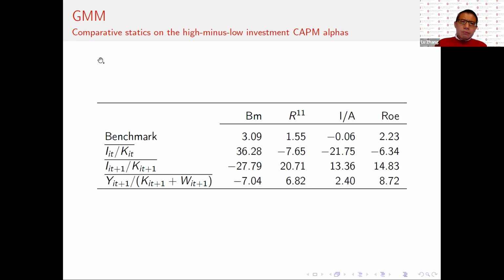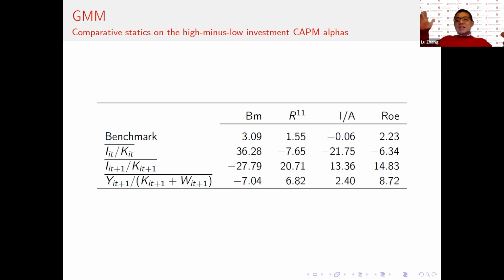And we implemented the same comparative statics as we implemented in our prior work in the 2009 CAPM article, but now literally we have firm level observations. So the first row is the benchmark high minus low alphas out of all 40 testing deciles joint estimation. In the second row, we are fixing the I over K investment rate for all the firms at the cross-sectional median, not the mean level as in our prior work, because now we're dealing with firm level estimation. There's a lot of skewness going on. So we fix the median level, thereby eliminating all the cross-sectional variation in the investment rate across all the firms. And then we look at the resulting high minus low alpha.